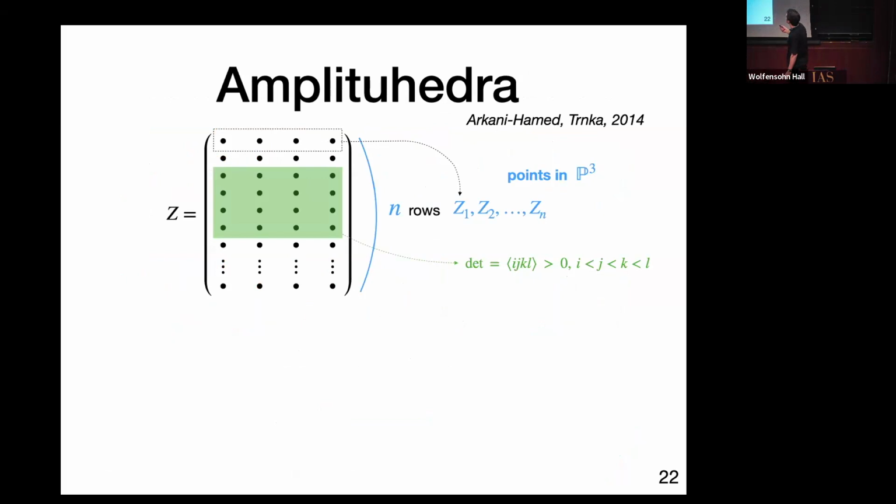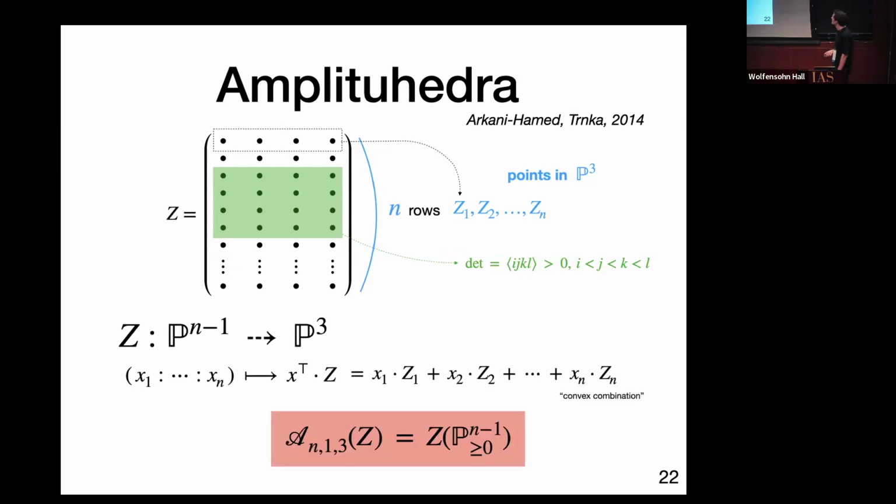So there's n rows. Each of the rows is called Z1 through Zn, and I think of these as points in P3. So these are vectors with 4 coordinates, which are homogeneous coordinates of n points in P3. This is the notation Lara used earlier today. So this is the ijkl minor indexed by i, j, k, and l. I require these minors to be positive. Okay, so this is a totally positive matrix.